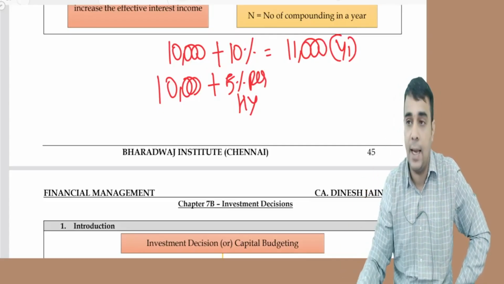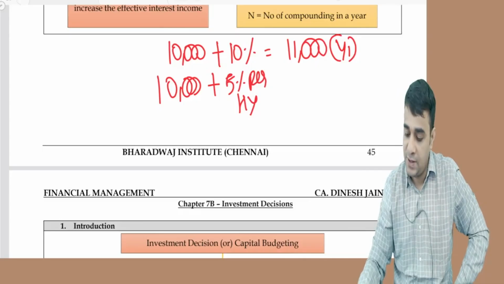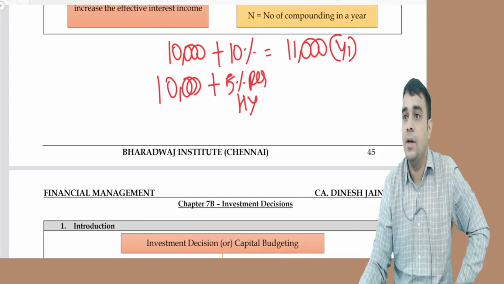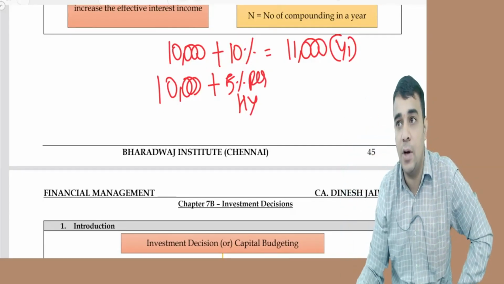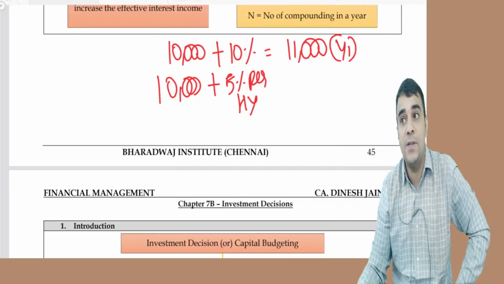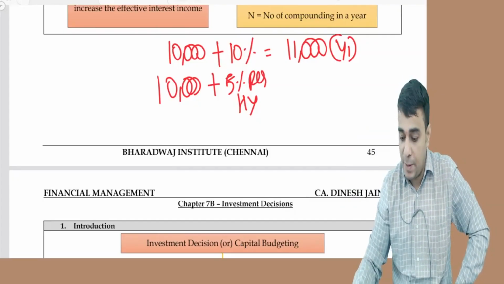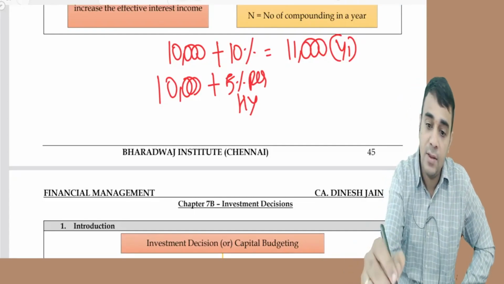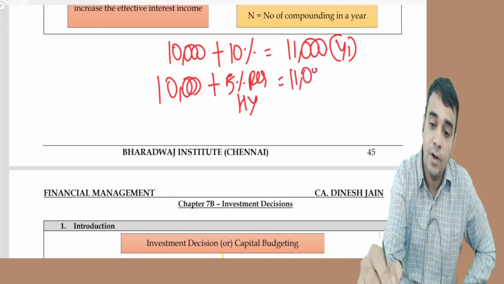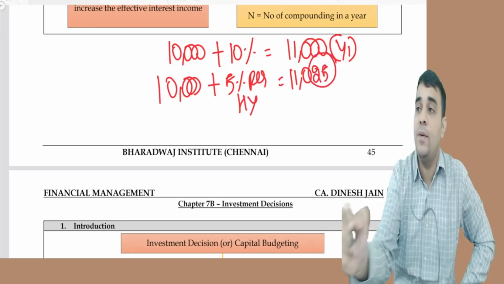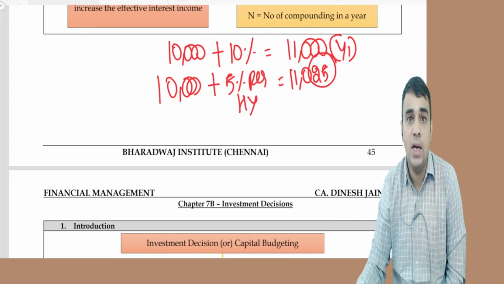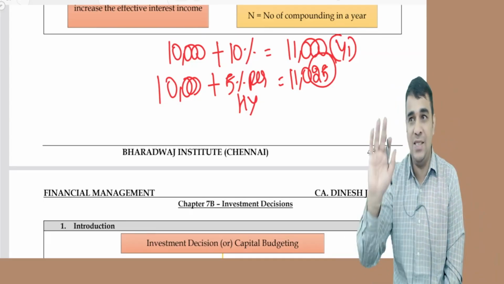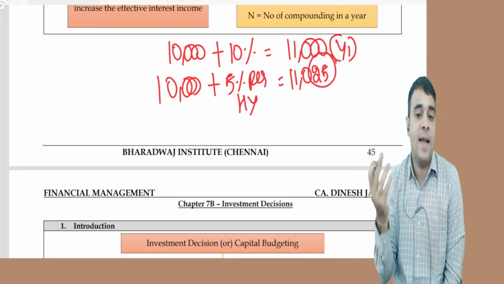How do you earn more? In the calculator, 10,000. First half year you earn 5%, which is 10,500. Second half year, you earn 5% on 10,500. 5% on what? 10,500. So plus 5% is 11,025. This extra 25 is interest on interest. See, first half year I earned 5%. The bank said 500 interest is there.